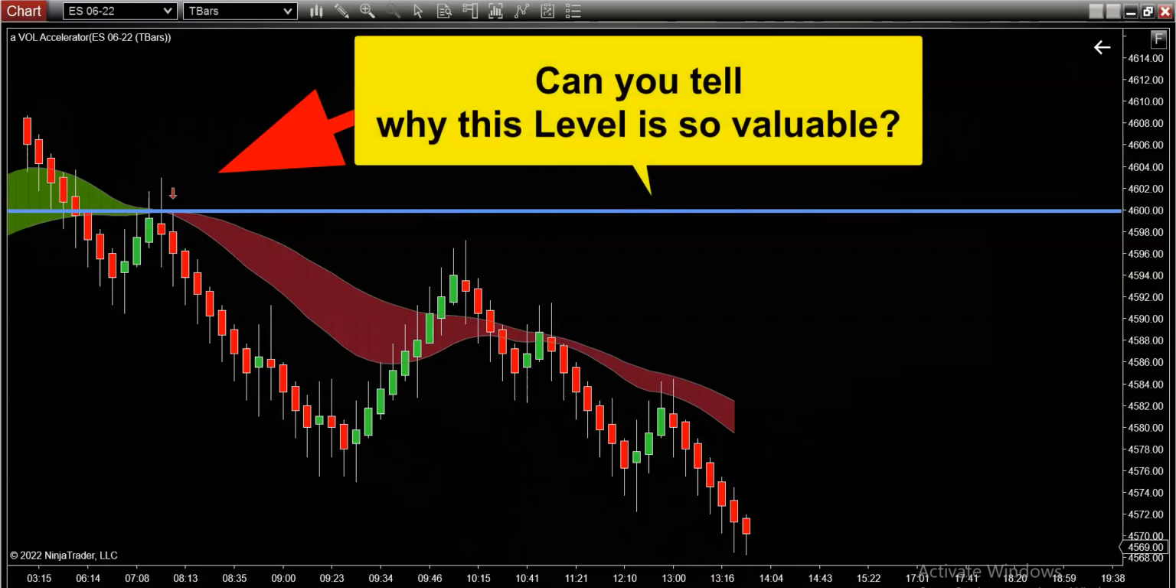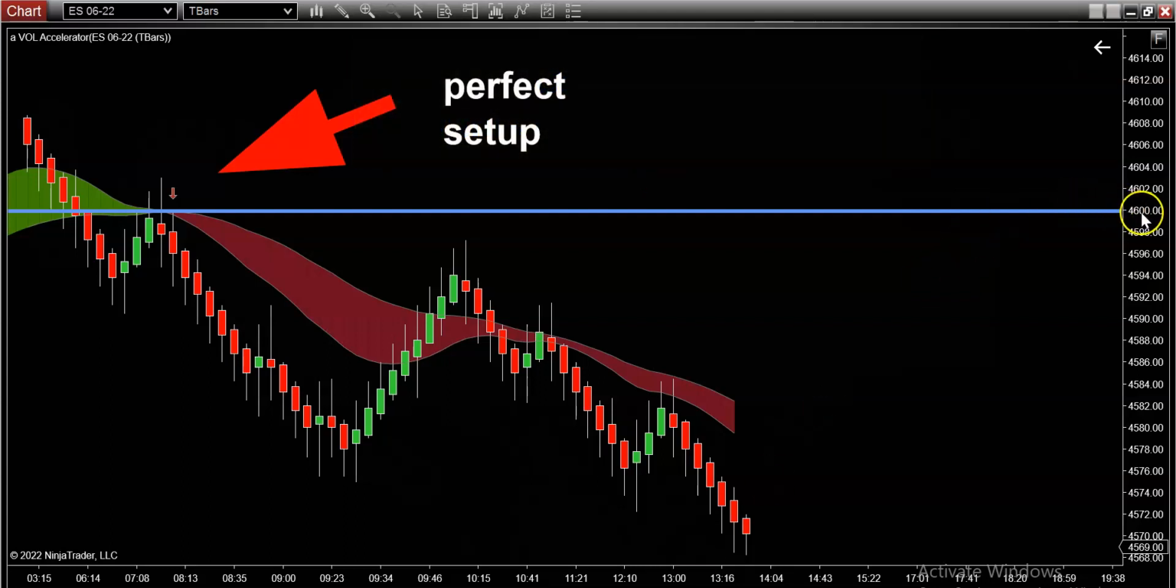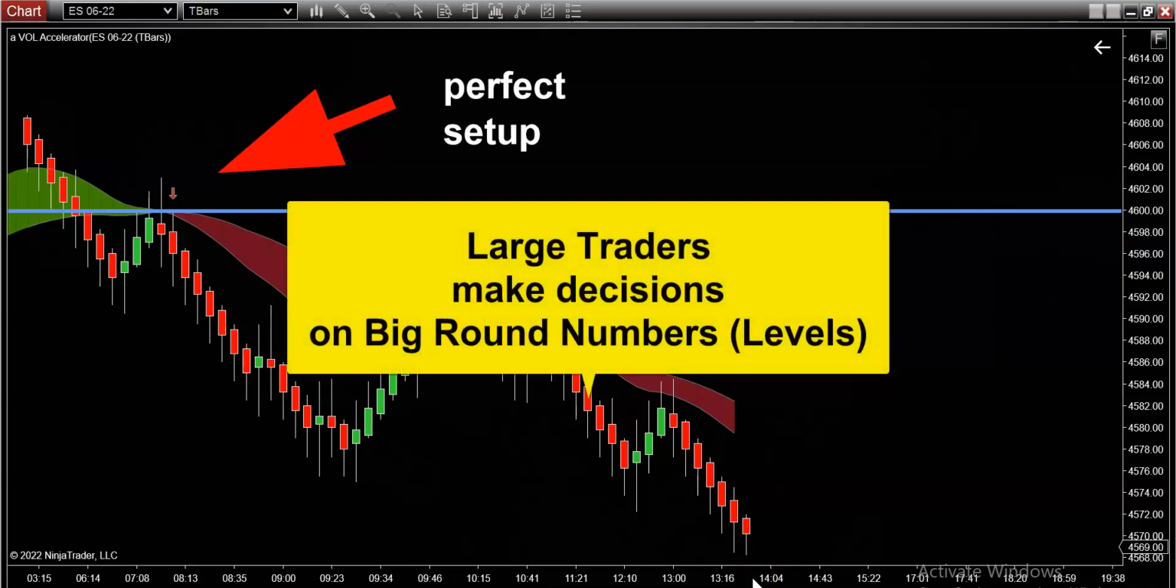Just go ahead and see if you can guess. I'll give you a couple of seconds. All right, hope you're able to manage that. Can you see on the right side here, hope this is visible for you, how this flat line corresponds exactly to 4,600 on the S&P? Okay, a nice big fat round number.